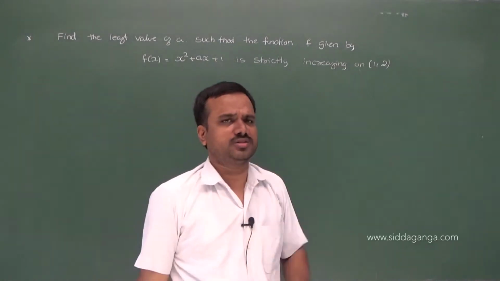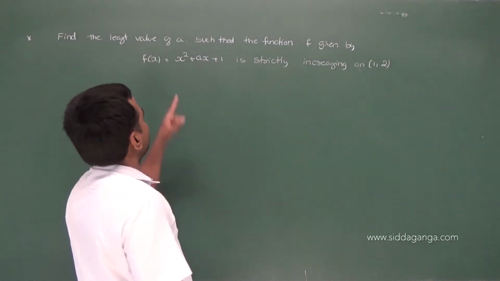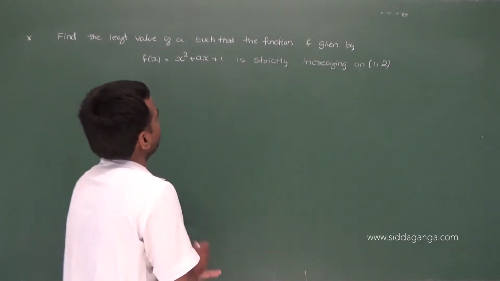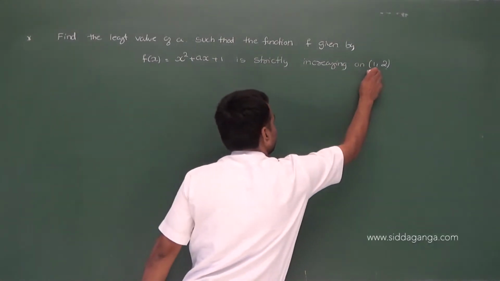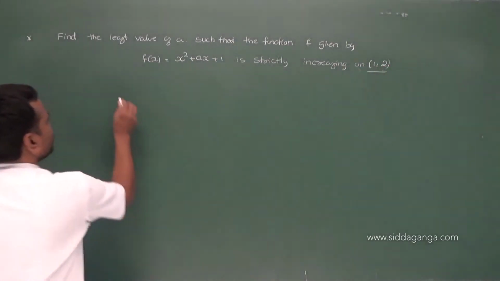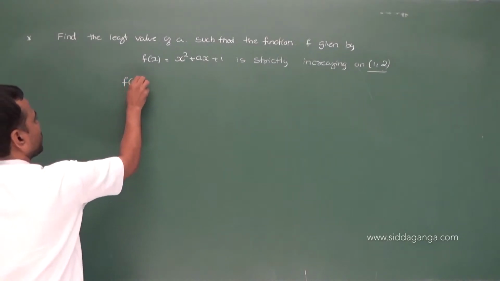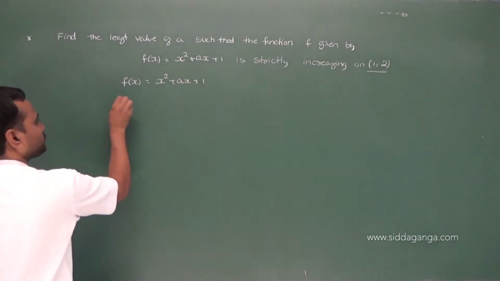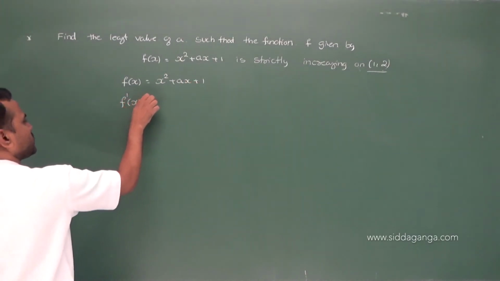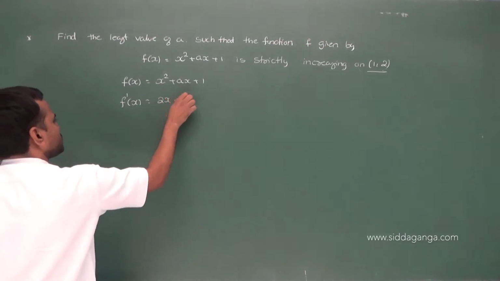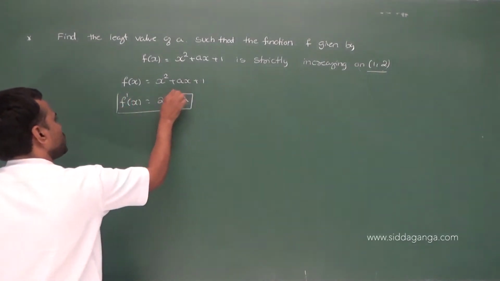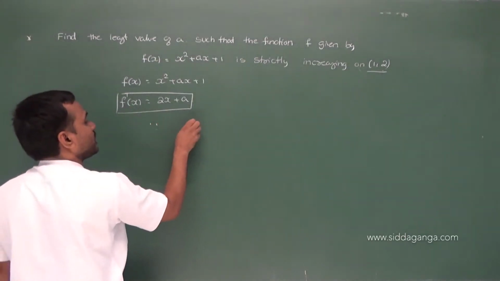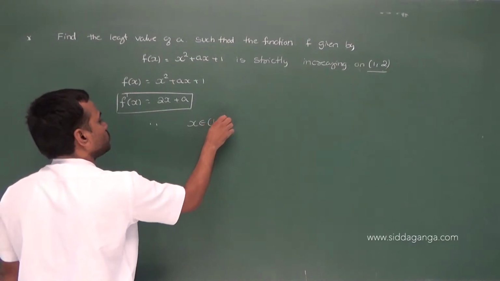This is a very different concept. So at what value of a is the function strictly increasing? Okay. So he has given the interval 1 comma 2. What do we do? We differentiate this one. F of x is equal to x square plus ax plus 1. F dash of x is 2x plus a. Correct? So since x belongs to 1 comma 2, this is given.